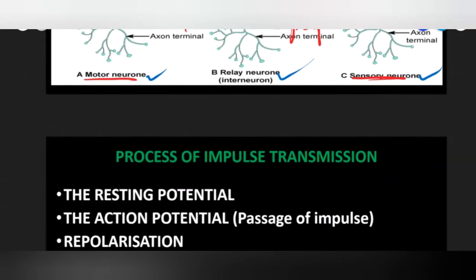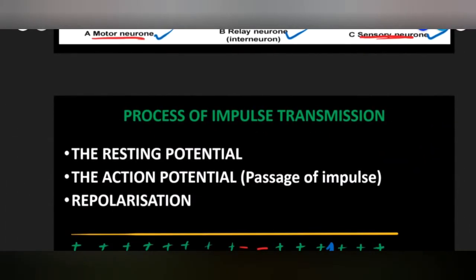Now, what are the processes of impulse transmission? When we talk about the processes of impulse transmission, we have three major processes, which are the resting potential, the action potential, and the repolarization. And let me emphasize that impulses are transmitted along the neuron by electrochemical means. That implies that both electrical and chemical transmission are involved during impulse transmission.